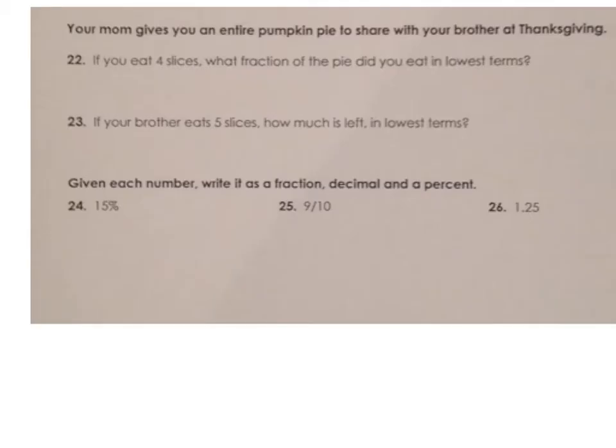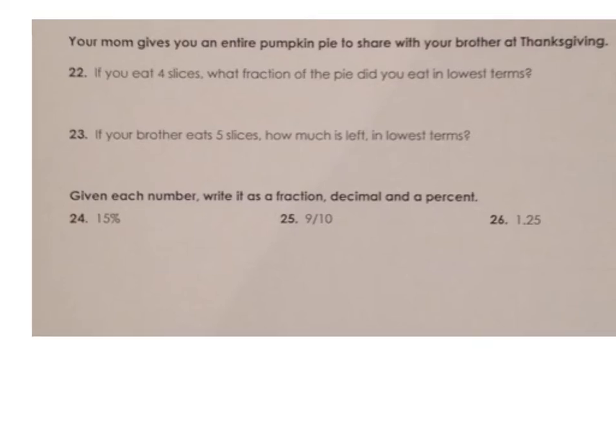All right, now we're on to number 22. Your mom gives you an entire piece of pumpkin pie to share with your brother at Thanksgiving. And your pie is going to be cut up into 10 slices. So let's write that in there. 10 slices. If you eat 4 slices, what fraction of the pie did you eat in lowest terms? So if you ate 4 out of 10, to simplify that, 2 goes into both of these. That would give you 2/5.